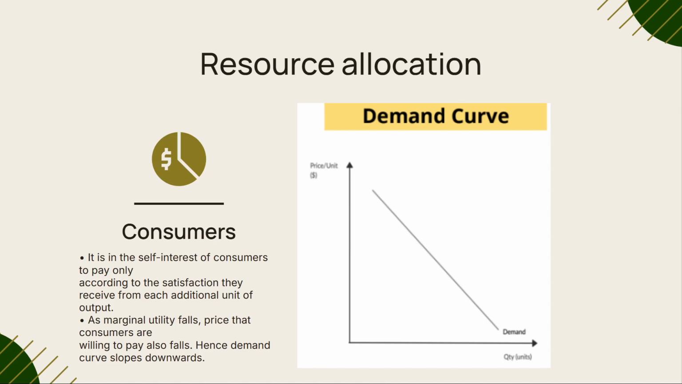It is in the self-interest of consumers to pay only according to the satisfaction they derive from each additional unit of output. And as marginal utility falls, the price of the good that consumers are willing to pay also falls. Hence the demand curve slopes downwards.